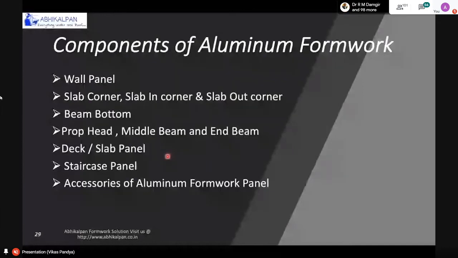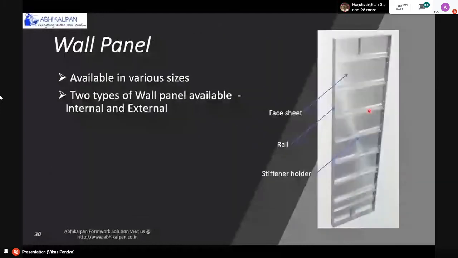The first component of this system is the wall panel. It is available in various sizes. The standard sizes are 400, 450, 300, 500, 550, 600. The maximum width of a panel is 600, and the maximum height of a panel with rocker is 2450, I'm talking in mm, and without rocker it is 2400.